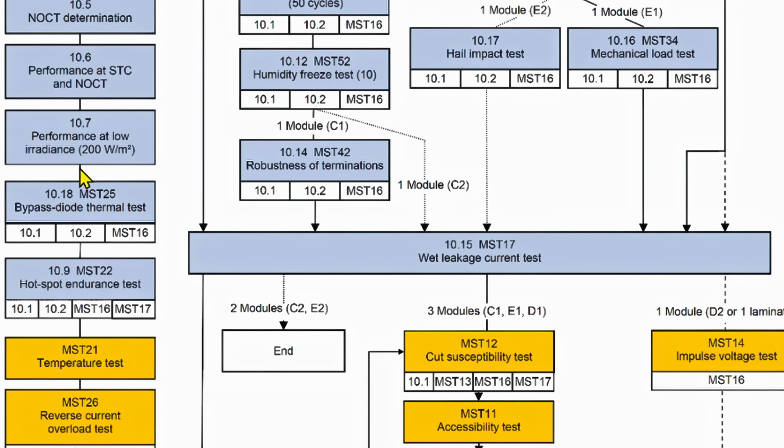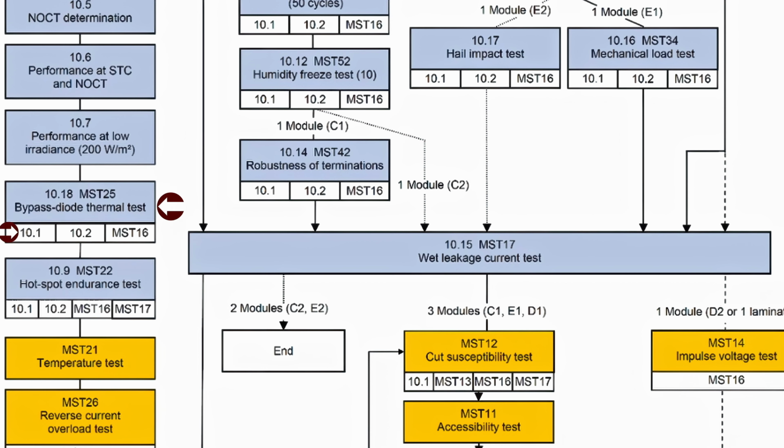Additionally, quite important, the performance at low irradiance values. Especially in Central Europe, the probability of having such low irradiance values in the vicinity of 200 watt per square meter is quite high. Therefore, it's quite good to have data on that irradiance value. Then you carry out bypass performance tests.